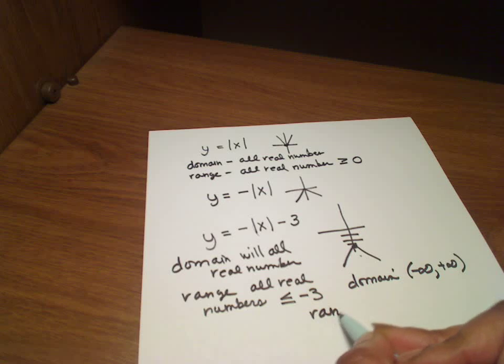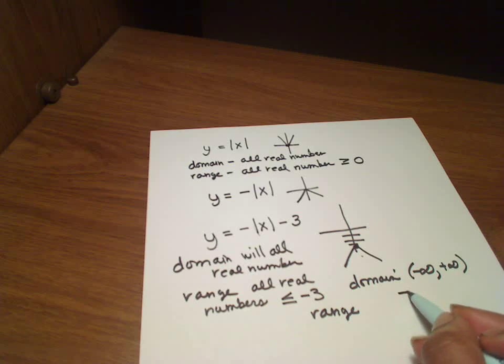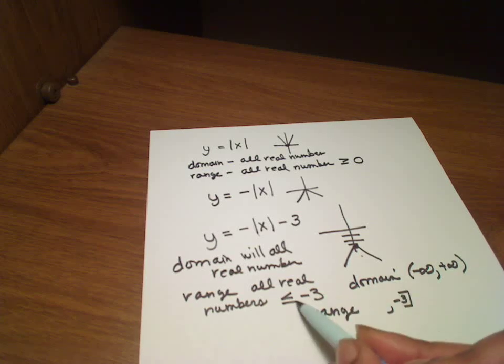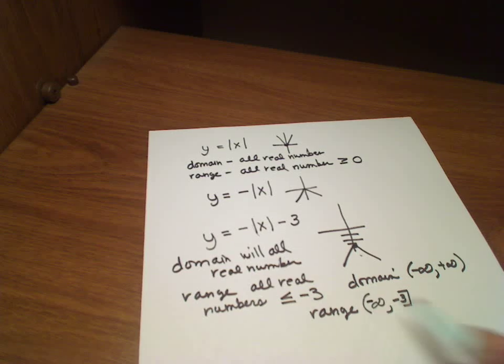Now my range, it's a little different. If you notice, it's all numbers less than or equal to negative 3. And remember, we start off, we're going to have a negative 3, which is here, and because we're going in the negative direction, I have a negative infinity, and then I'll put that bracket, which is there. That means including negative 3, but going in the negative direction.